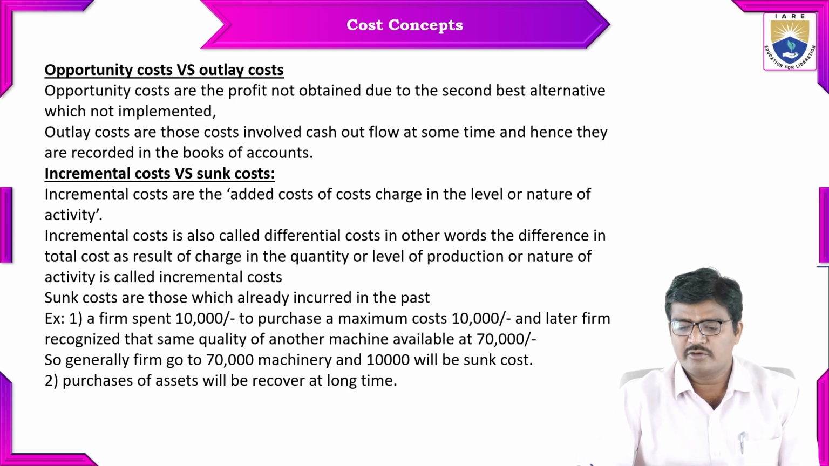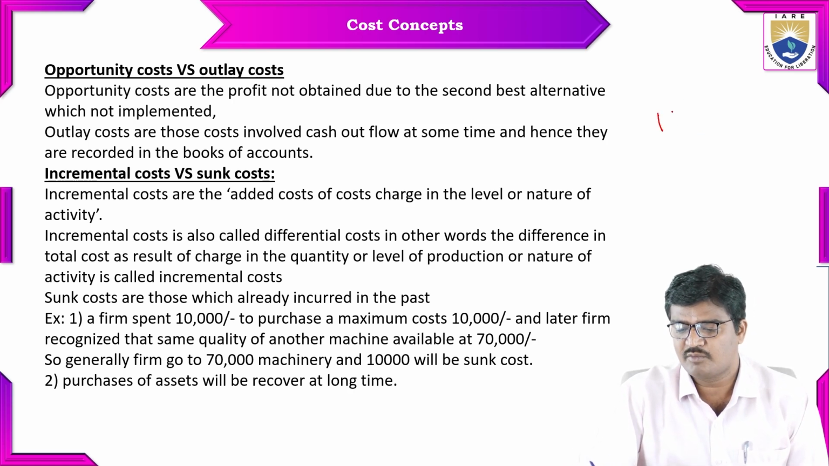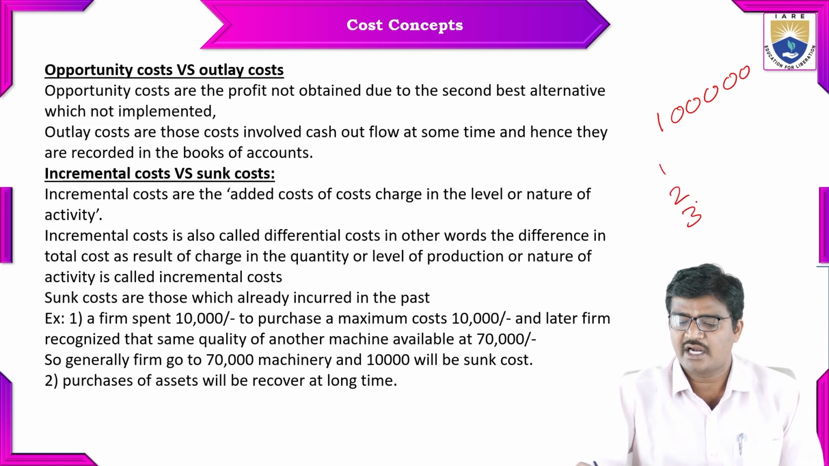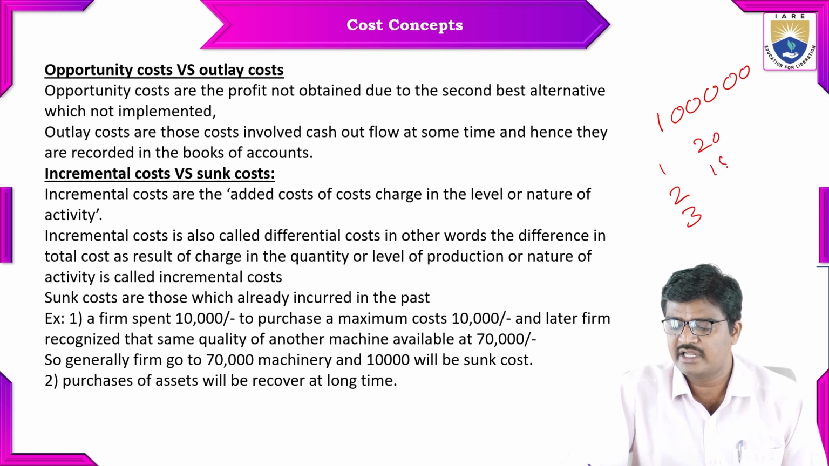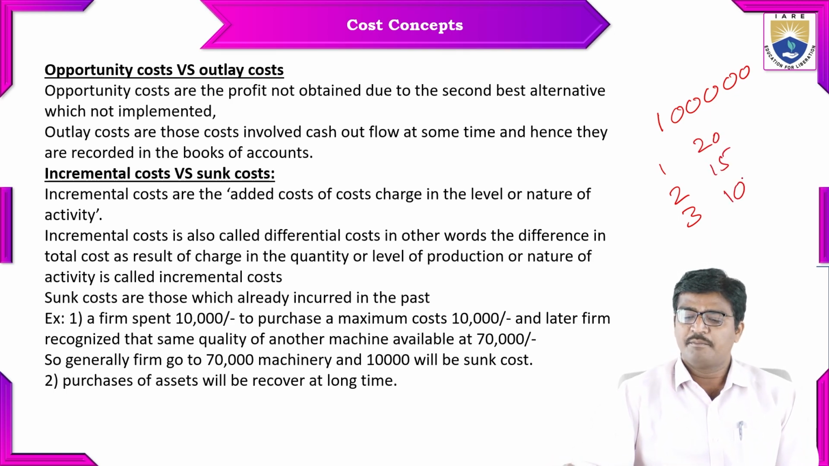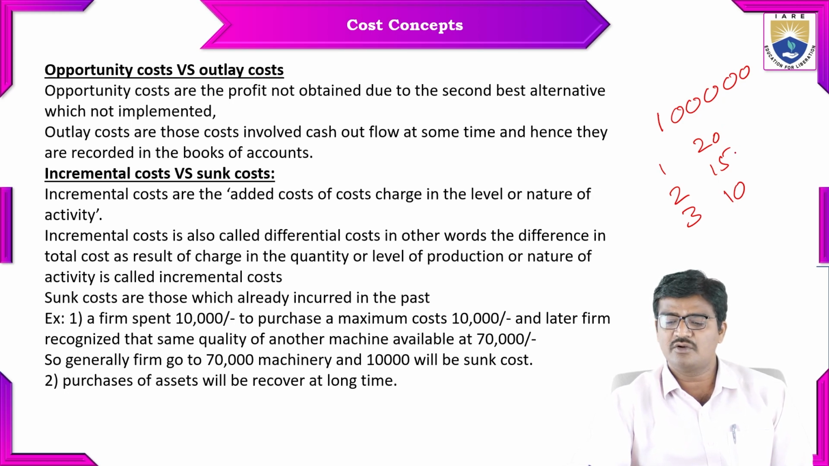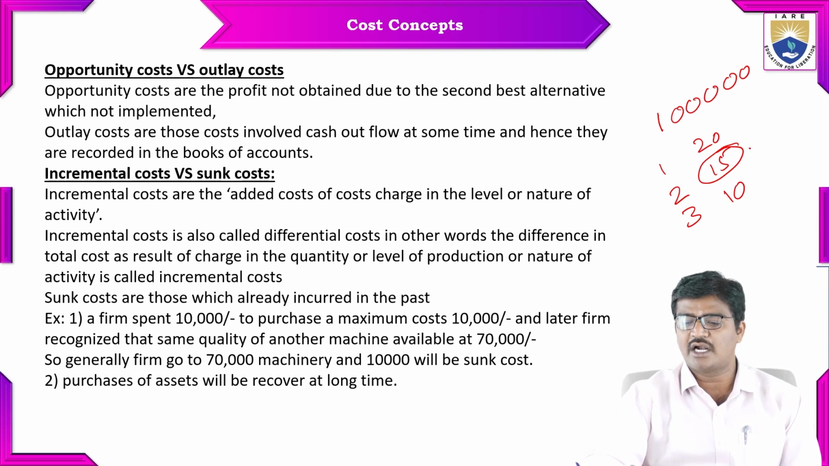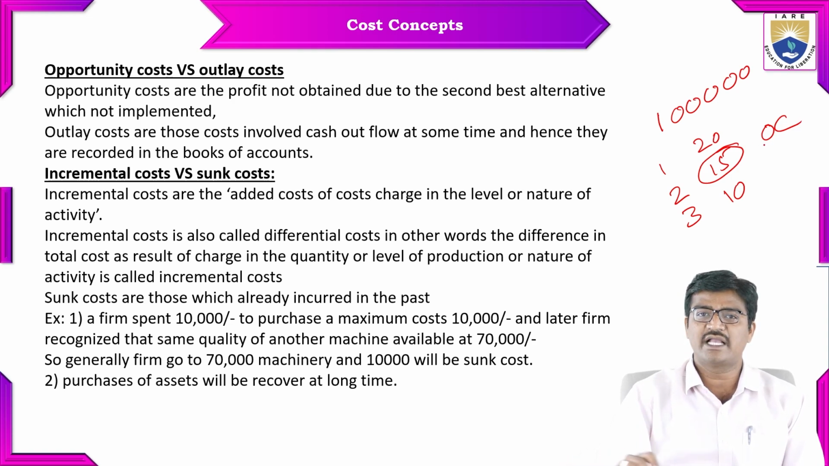So here I'm going to explain once again. You have some amount of money, that is 1 lakh, and you have 2 or 3 alternatives, and every alternative is going to give a different return. By selecting the first best opportunity, you are going to lose the income of the second best opportunity. This income of the second best opportunity is called opportunity cost. So this is to be considered for the purpose of decision making.